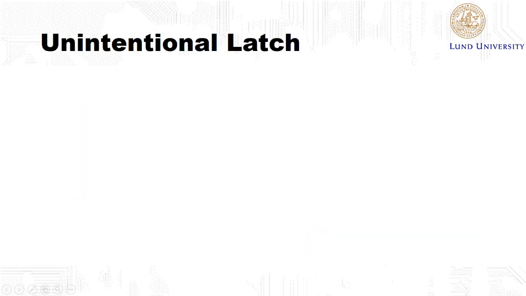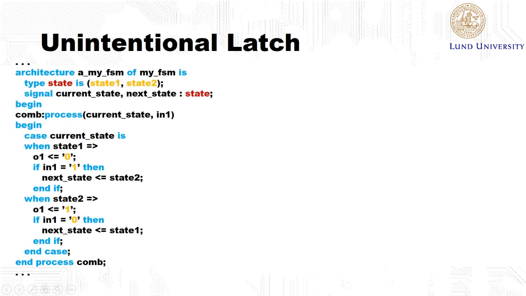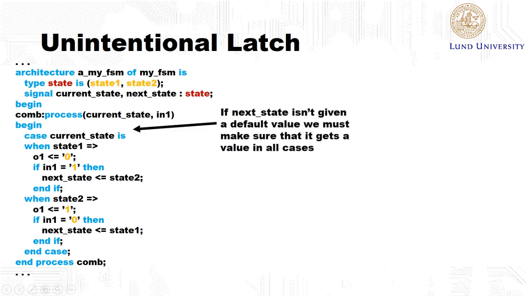A common beginner mistake when describing finite state machines is that the designer forgets to always assign a value to the output of the combinational part of the finite state machine. This is almost the same combinational process as we saw earlier, but here we have skipped the default value after the keyword begin. The problem here is that we don't always assign the signal next_state a value. For example, if we are in state 1 and in 1 is equal to 0, the signal next_state will not be given a value.